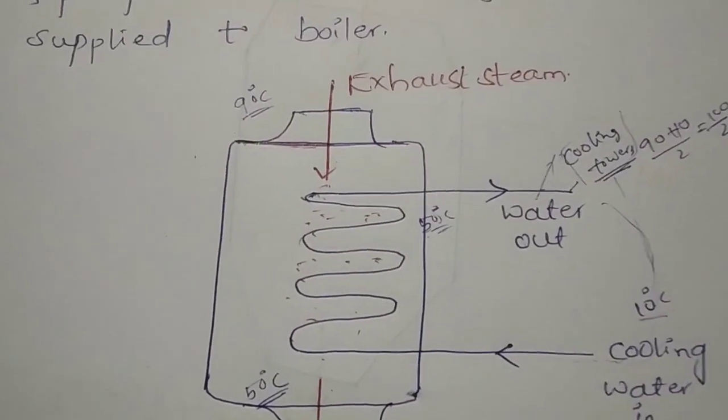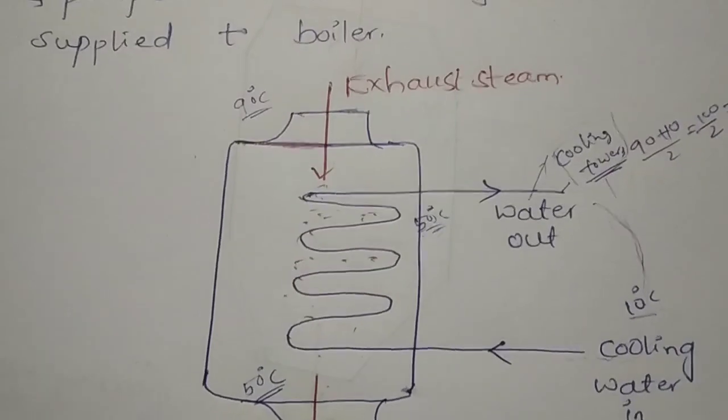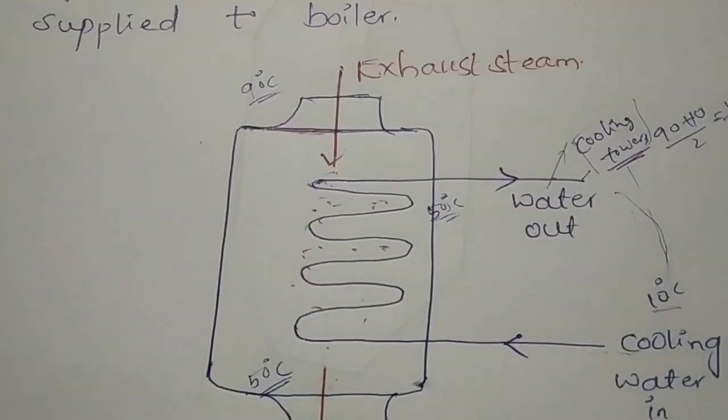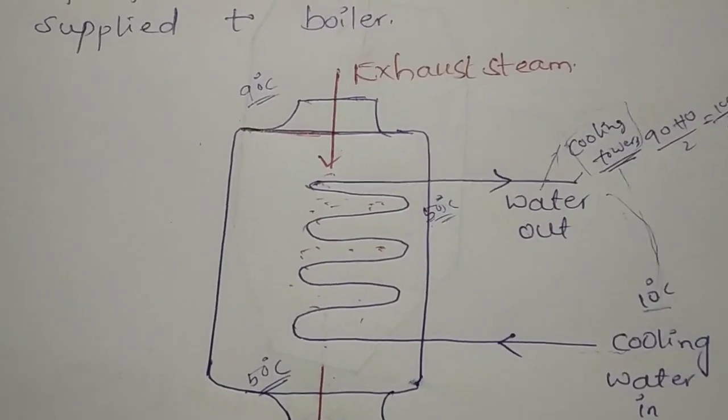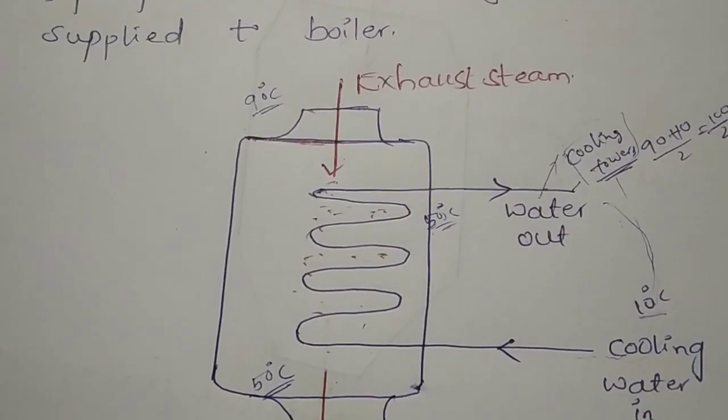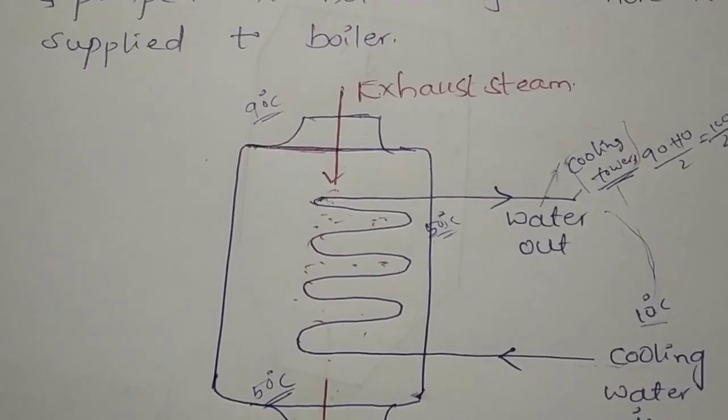And if you are not able to understand, go to the previous lecture, the first lecture, what is meant by steam condenser, lecture 1. You can clearly understand what the elements and the working principle of the steam condenser are, how the steam condenser will work.